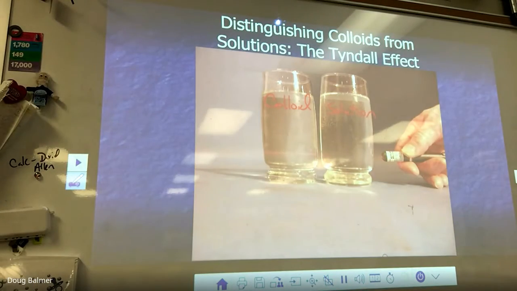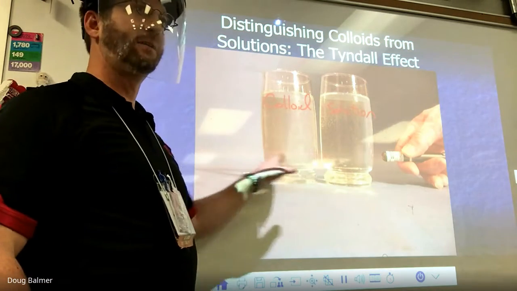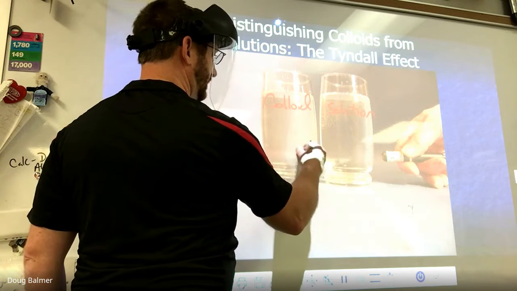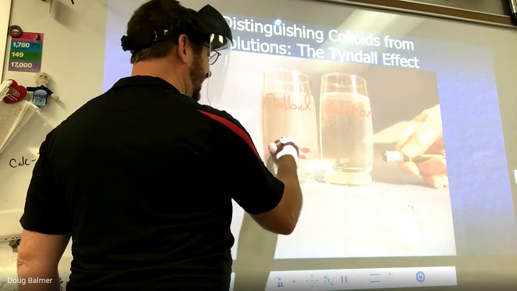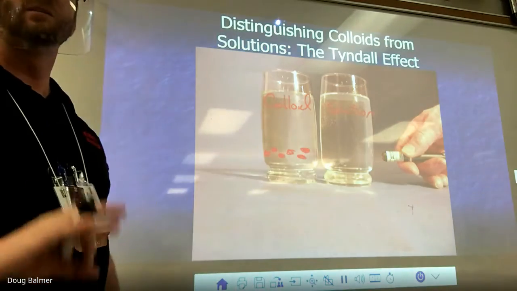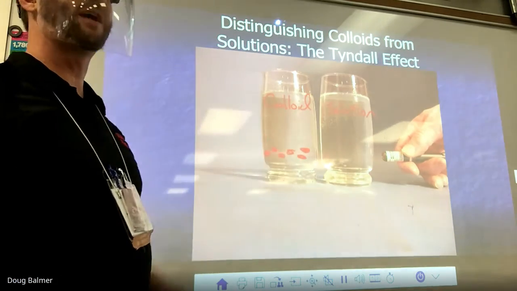Now, how did I know it was a colloid on the left? Because I see the beam of light, which means there's little groups of particles. I can't see them with my naked eye, but if I looked at this, do you see how it's kind of cloudy? It's a little bit cloudy. If I looked at it under a microscope, I'd be able to see these microscopic particles.